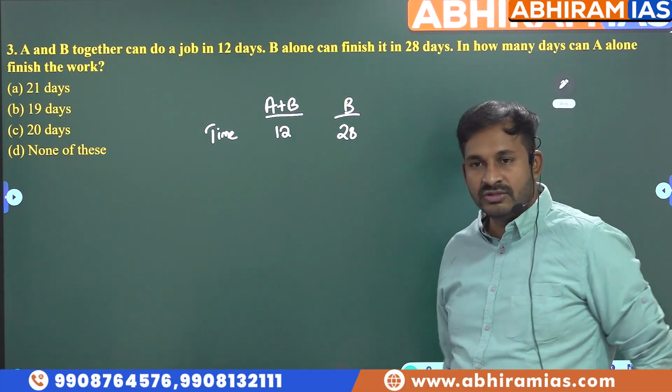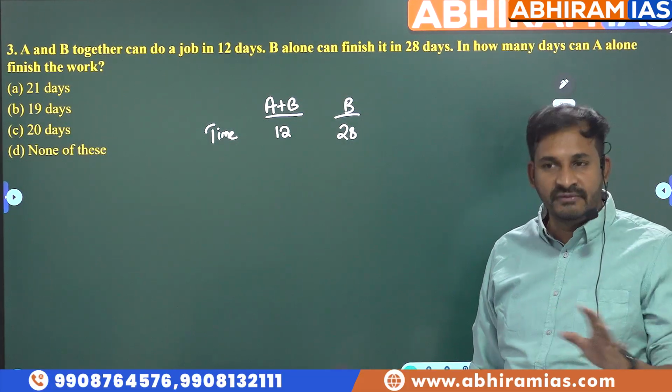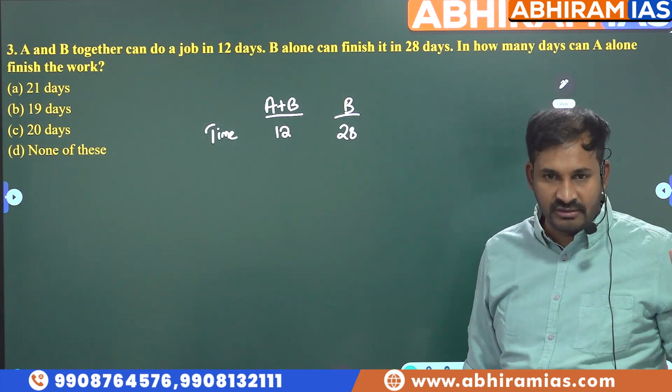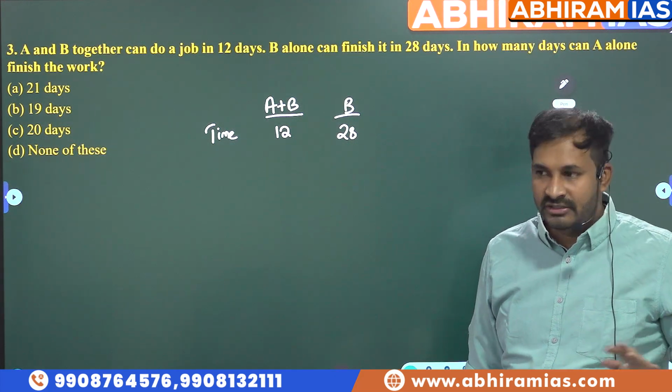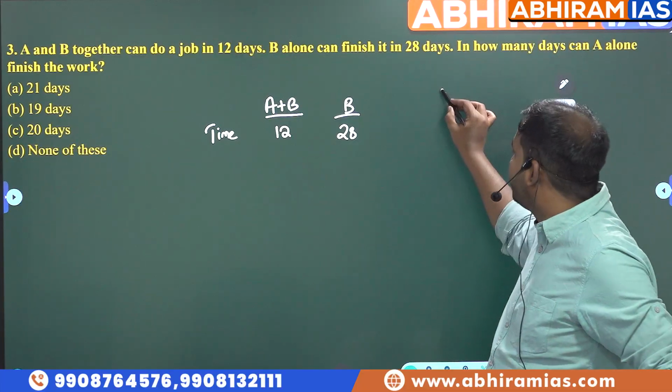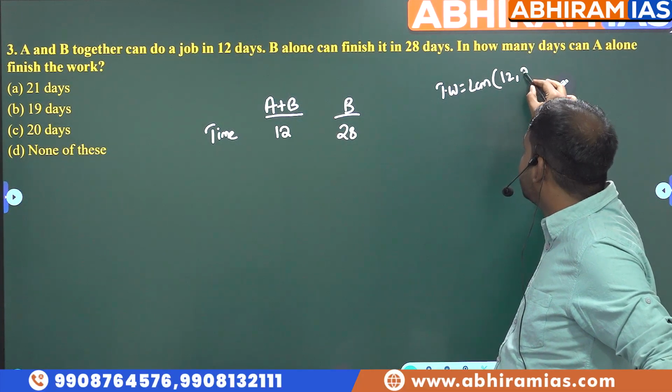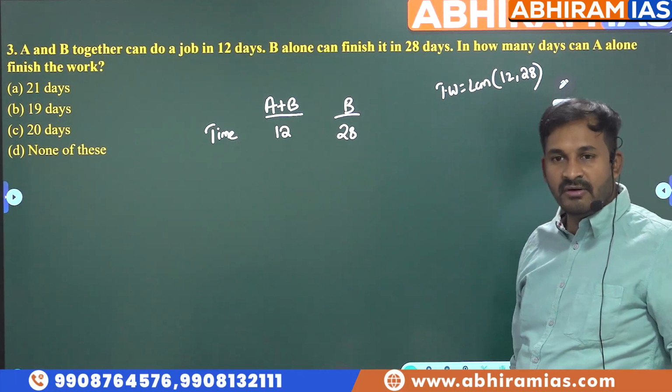28 days. Now students, whether they give you combined time or individual time, it doesn't matter for us. Simply take the LCM of whatever times they have given to you. Whether combined or individual, it is not needed. Simply find total work, which is equal to what? LCM of 12 comma 28.